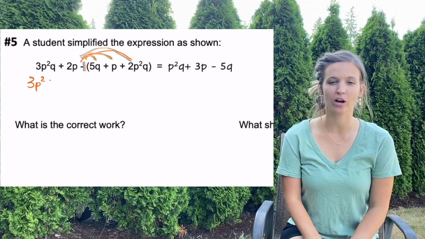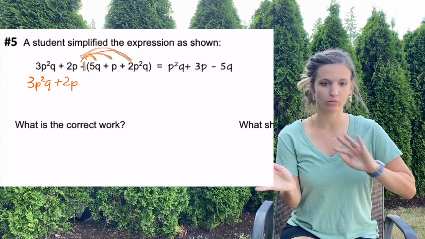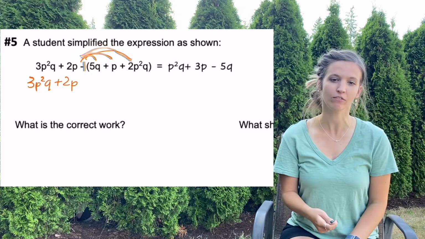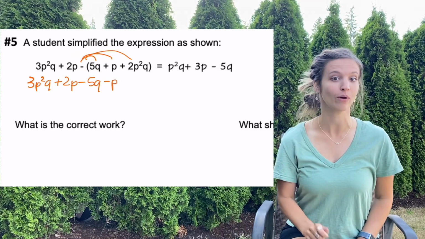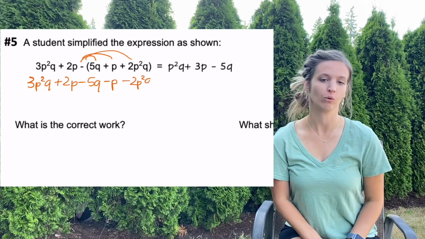We have 3p squared q plus 2p, that was just there in the original, and then we're distributing that -1, so -5q now, minus p, right? Minus 2p squared q. All right, so let's see.